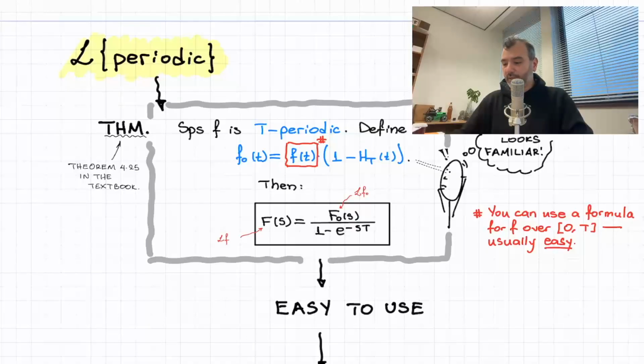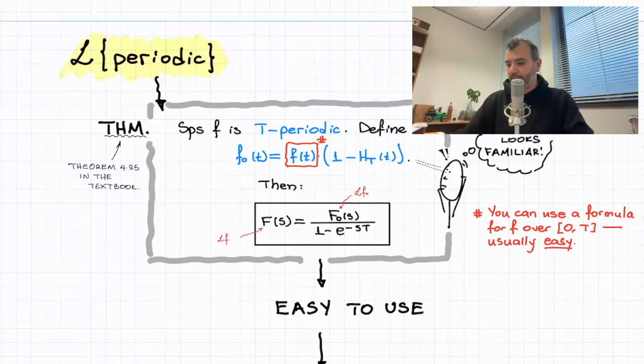Now there is this formula that says the Laplace transform of your periodic function f is equal to the Laplace of f naught divided by 1 minus the exponential of minus s times T.